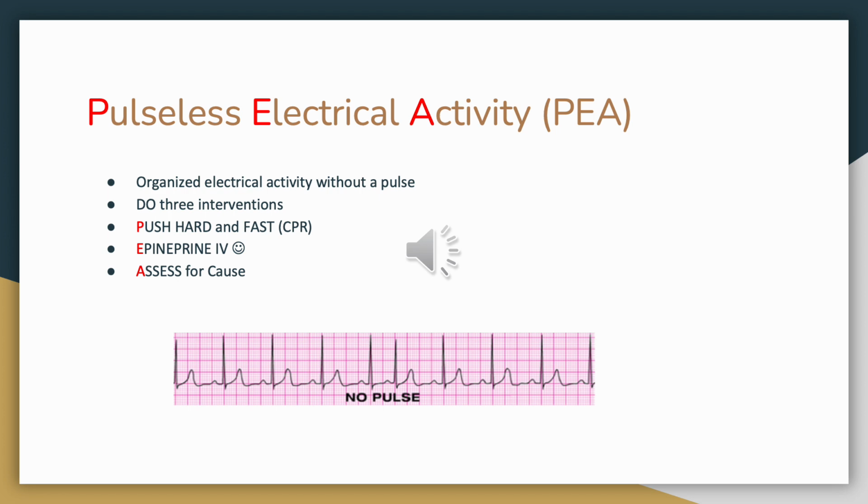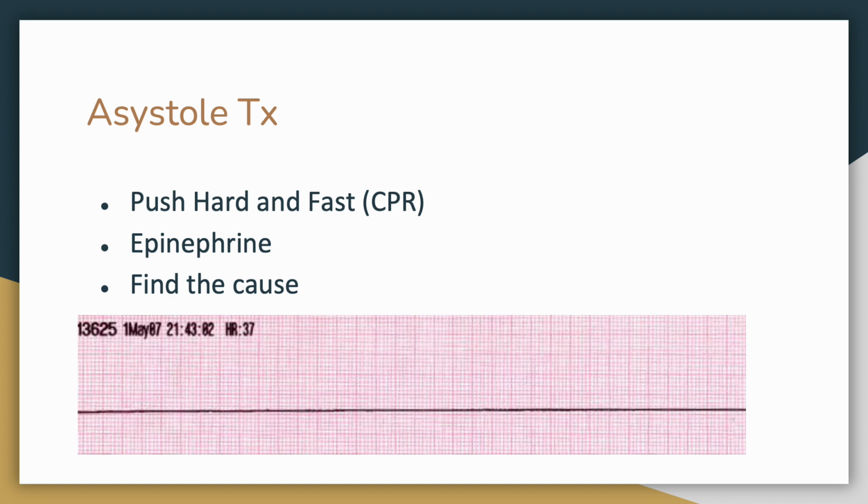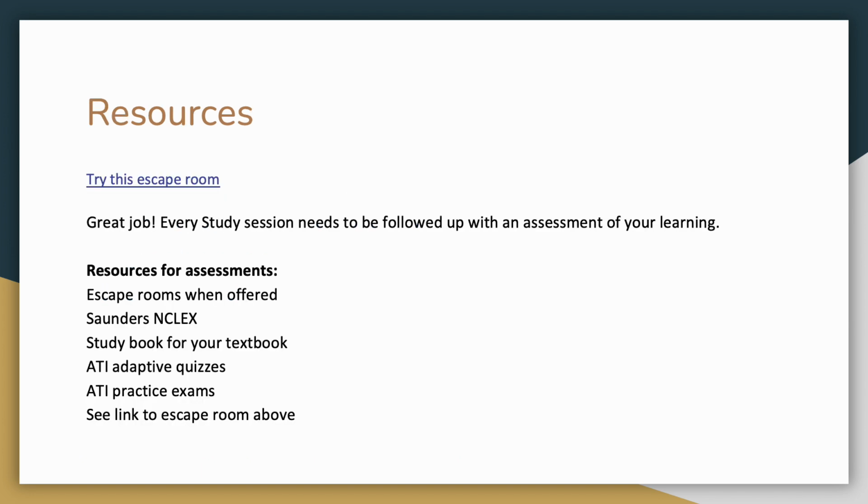You're going to push hard and fast, so that means you're going to give high quality CPR. You're going to give epinephrine IV because you know who epinephrine is used for, and you're going to assess for the cause, because if you don't figure out what's causing pulseless electrical activity, the patient is going to die because that's the only thing that will fix this. Okay. Asystole, high quality CPR, epinephrine, and find the cause.